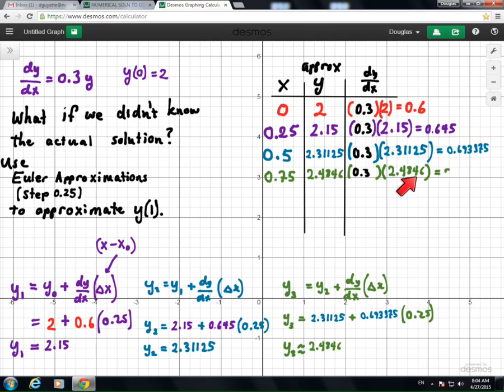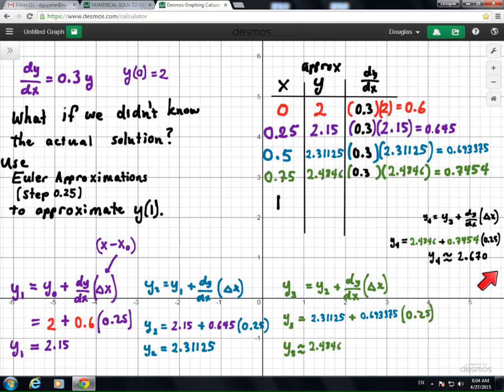Our new y value gives us a new slope, and we take the old y value and add to it the new slope for just a quarter of a unit. And y is approximately 2.679 right there.